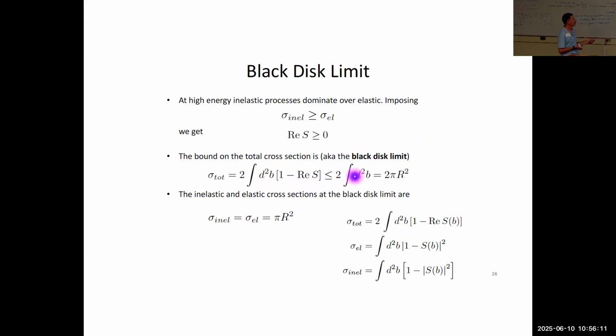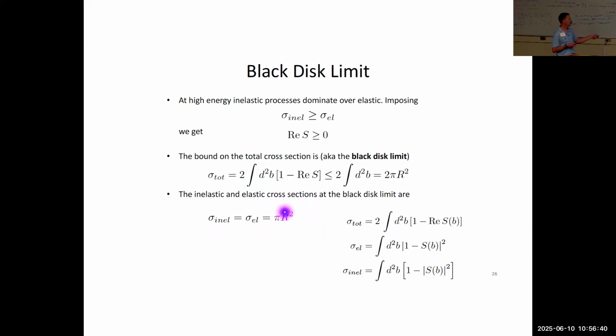Okay. In that regime, when the S matrix is 0, S elastic and S inelastic are equal to each other and equal to pi r squared. Each of them is half of the total cross-section. As opposed to the low energy limit, where everything was elastic, the inelastic cross-section was 0, and the elastic cross-section was equal to the total cross-section, here in the black disk limit, inelastic and elastic scattering happen on equal footing.